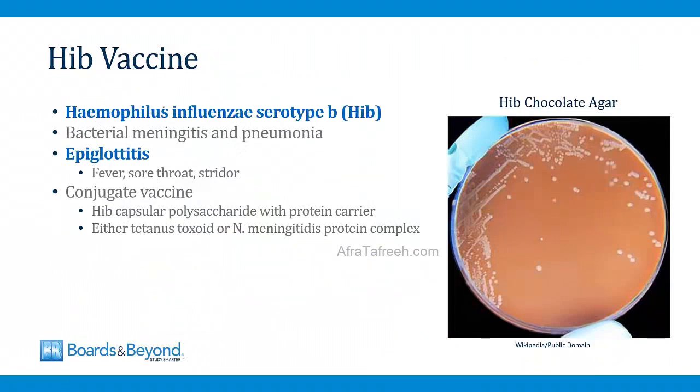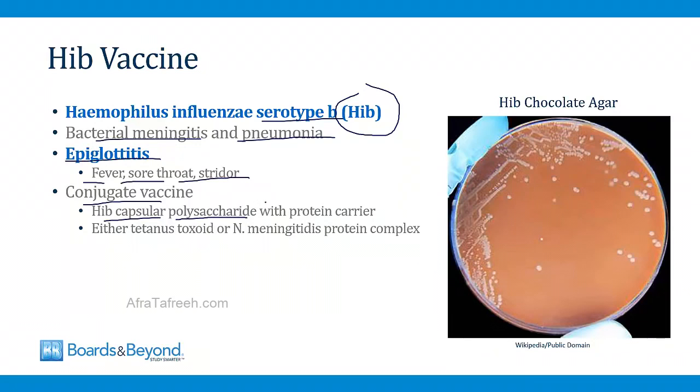The Hib vaccine protects against Haemophilus influenza serotype B, which is called Hib. This is the bacteria that can cause meningitis and also pneumonia. It's also famous for causing epiglottitis, which can potentially be life-threatening. These children develop fever, sore throat, and stridor, and their airway can become cut off from inflammation of the epiglottis. It's a conjugate vaccine. It's made up of a polysaccharide found in the capsule of Haemophilus influenza which is conjugated to a protein carrier. The carrier is usually either tetanus toxoid or a protein complex from Neisseria meningitidis.